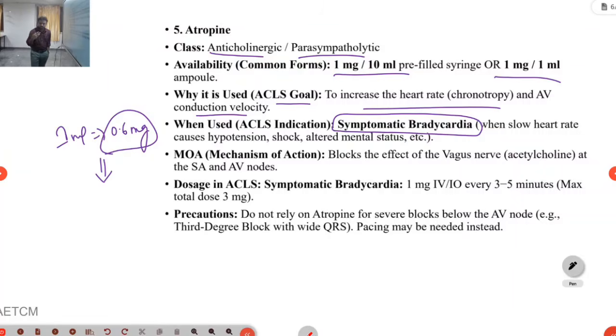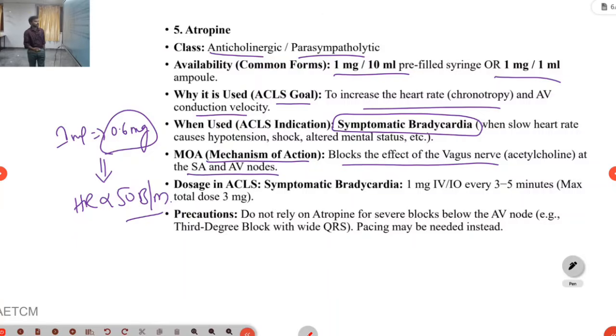All these things, if any of these is there, and if the patient is having bradyarrhythmia. What is bradyarrhythmia? If the heart rate of the patient is less than 50 beats per minute, then we can call it bradyarrhythmia. If the patient is having all these things, then we have to give atropine. Mechanism of action: it blocks the effects of the vagus nerve, acetylcholine, at the sinoatrial node and atrioventricular node. So automatically it will increase the heart rate.